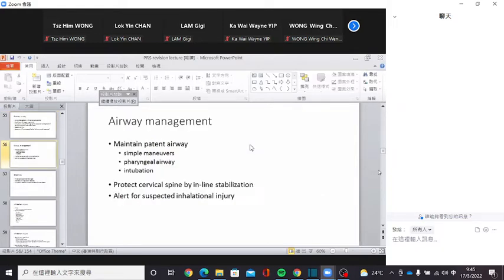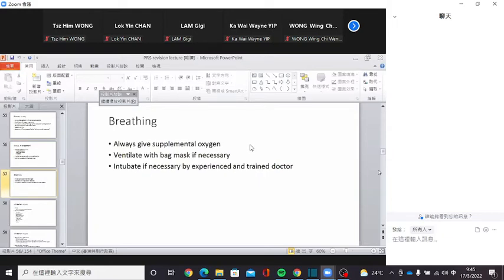For airway, it is the same as all trauma cases, but we are particularly alert for any suspected inhalation injury. Intubation is only by experienced and trained doctors. In different hospitals, the airway expert could be different. Sometimes they could be the anesthetist, sometimes the ICU doctors, sometimes the ENT colleagues. So you have to familiarize yourself with the setting where you work.